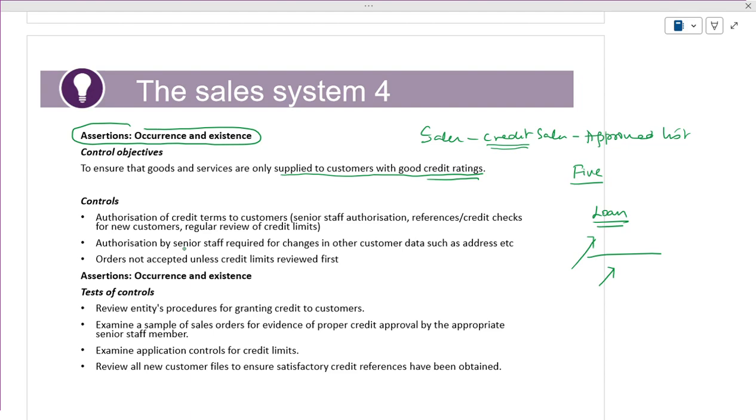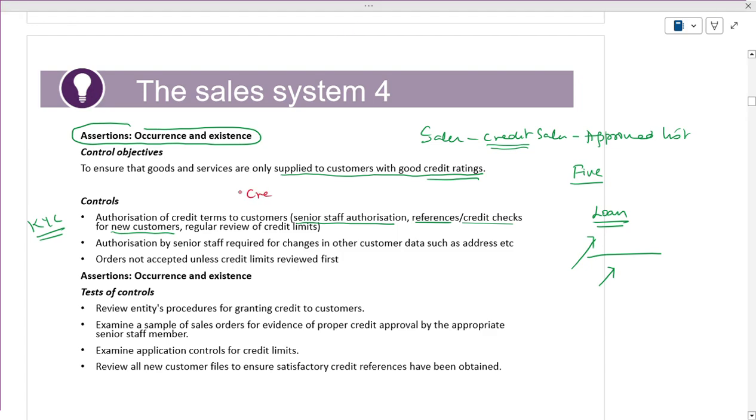Okay, authorization of credit terms: what are the controls? Who is authorized for credit terms? Senior staff. You should have references. You should have credit checks for new customers. If any new customers are there, there is a process: you will have KYC, know your customer. You have a regular review of credit limits. I'm giving you an example of the bank. It is very easy.